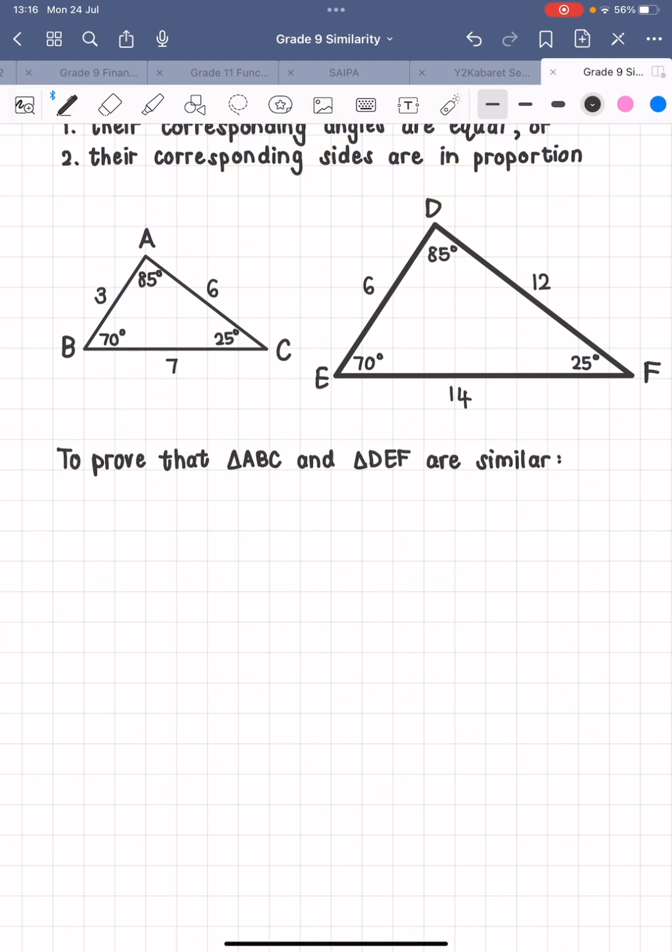For similarity, it's very easy. There are only 2 ways. Angles or sides in proportion. Okay, you're never going to mix and match angles and sides like we did with congruency. So the first method is angles. And just like with congruency, we're going to lay it out in exactly the same way. We're going to say in triangle ABC and triangle DEF.